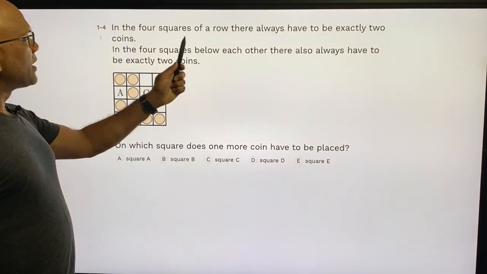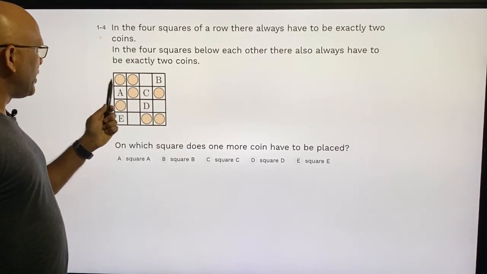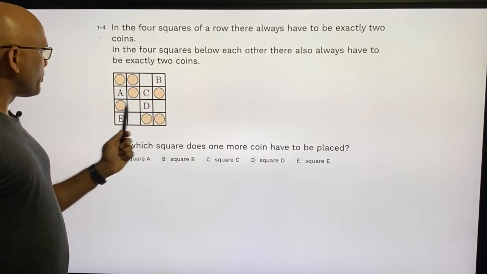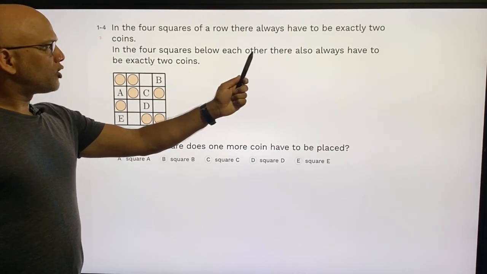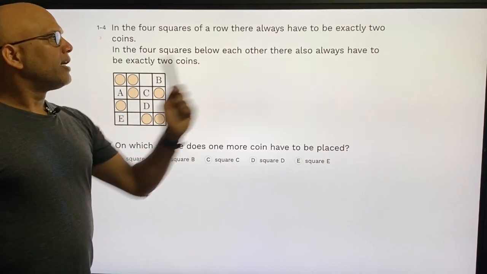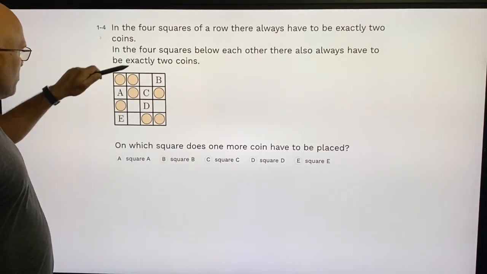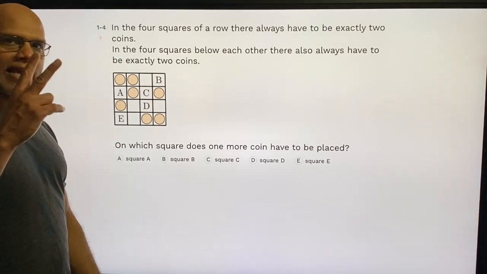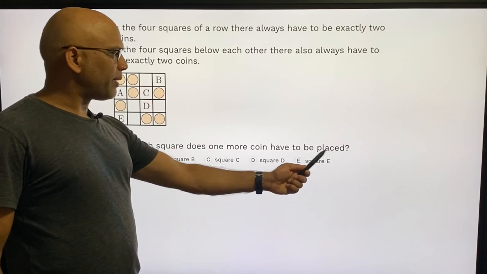In the four squares of a row, there always have to be exactly two coins. So in each row, there has to be exactly two coins. In the four squares below each other, there always have to be exactly two coins. So in each column, also there has to be exactly two coins. On which square does one more coin have to be placed?